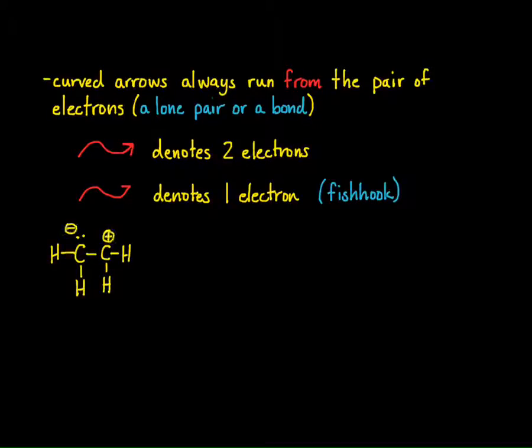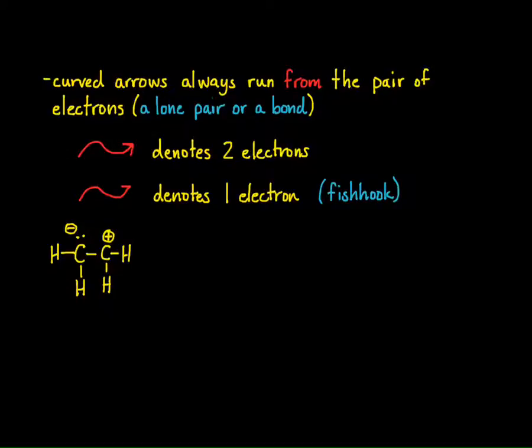Here I have a structure in which it kind of looks like ethylene, which was in a previous video, except that a pair of electrons are on 1 carbon and the other carbon doesn't have a pair of electrons. And the carbon that has a pair of electrons has a negative charge. The carbon that doesn't have that pair of electrons has a positive charge.